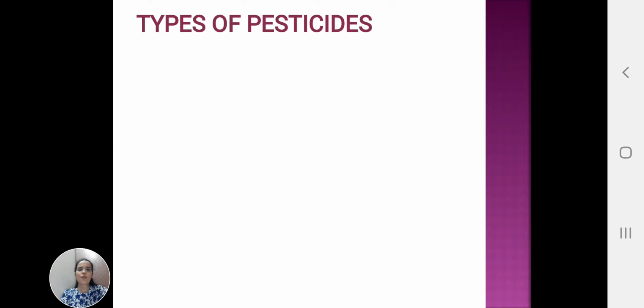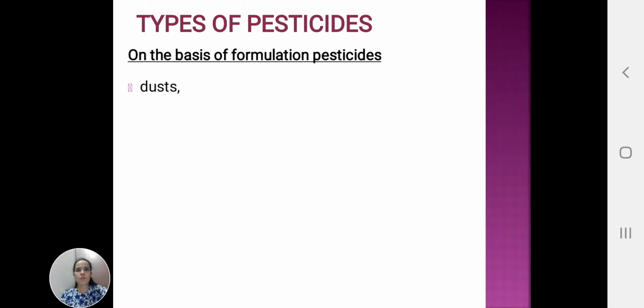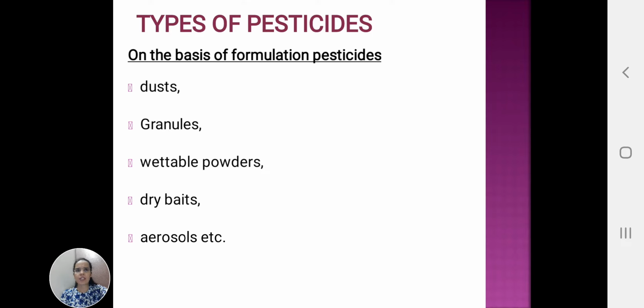On the basis of the formulation, the pesticides are found to occur in the form of dusts, granules, wettable powders, dry baits, aerosols, and many other formulations are available.